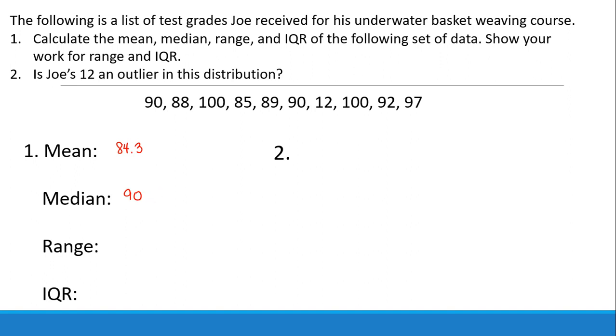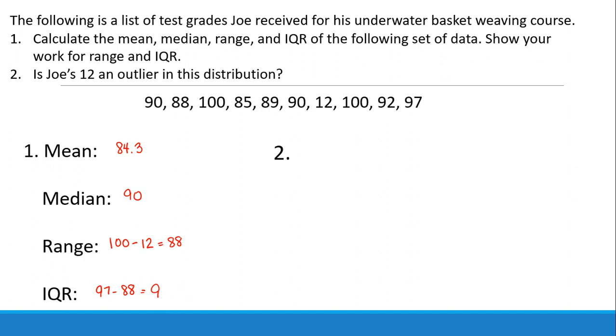My range would be 100 minus 12. That's my max minus my min. That gives me 88. My IQR would be Q3 minus Q1. So 97 minus 88, which is 9.